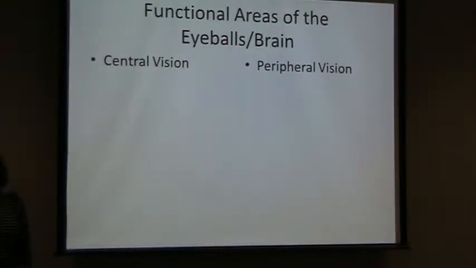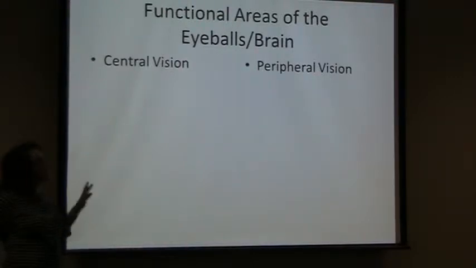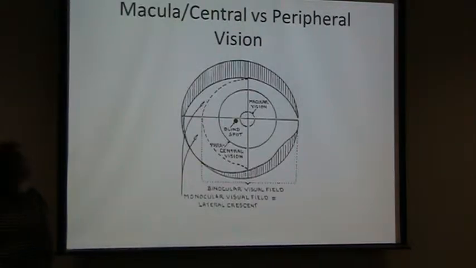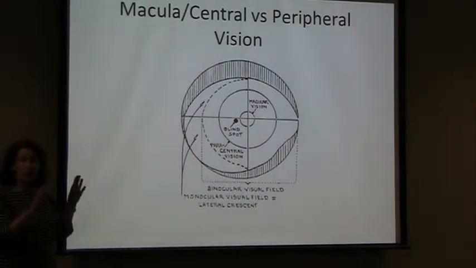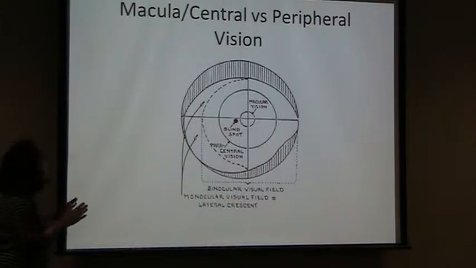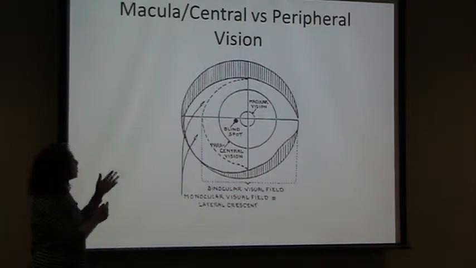Okay, so now we're going to talk about the functional areas of the eyeballs and brain: central vision and peripheral vision. And to be honest, I think this is more helpful to me in day-to-day rehab than the hierarchy is. Yep. So this is where I live. Okay, and does this sound familiar? You guys looked at central and peripheral vision? Mm-hmm. Okay, good. Just a little review.